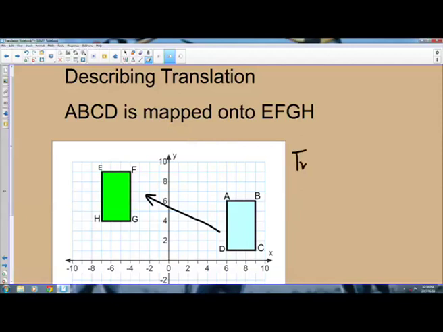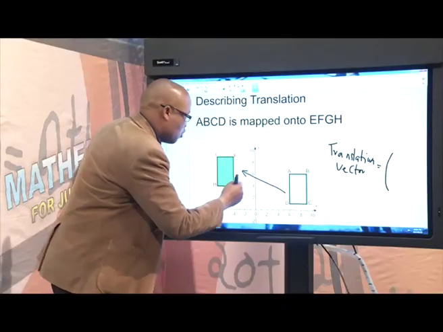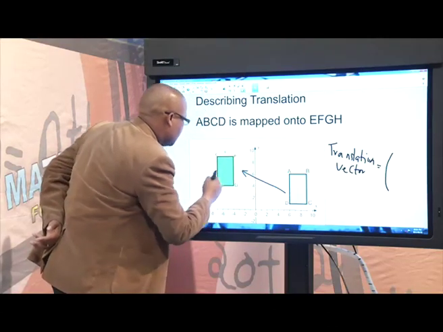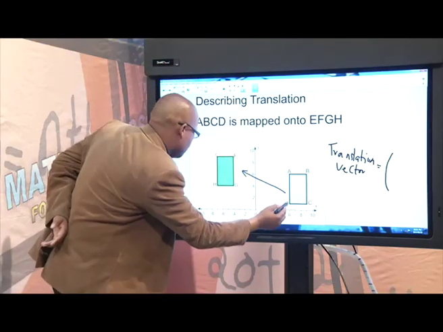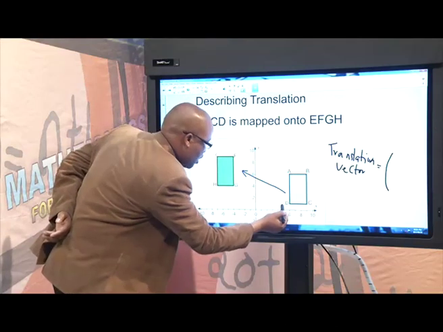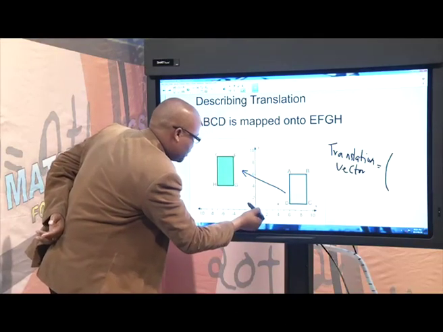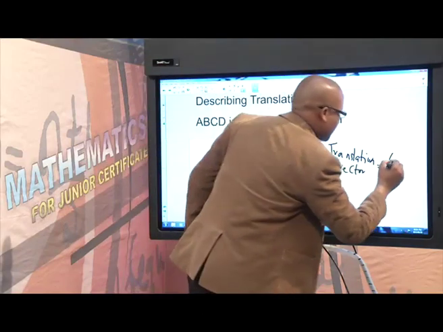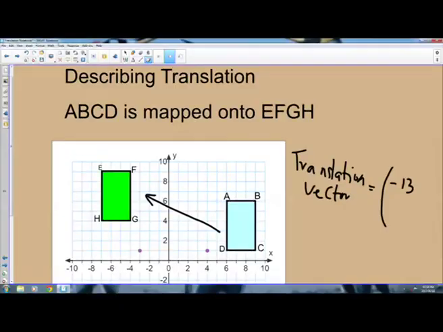So the translation vector will be equal to, we can check A, the image of A is E, so we can check with point A over here. A has moved 1, 2, 3, 4, 5, 6, 7, 8, 9, 10, 11. Let me check with point D so that I don't interfere with the drawing here. 1, 2, 3, 4, 5, 6, 7, 8, 9, 10, 11, 12, 13. Then 1, 2, 3. So the translation vector is negative 13, 3.